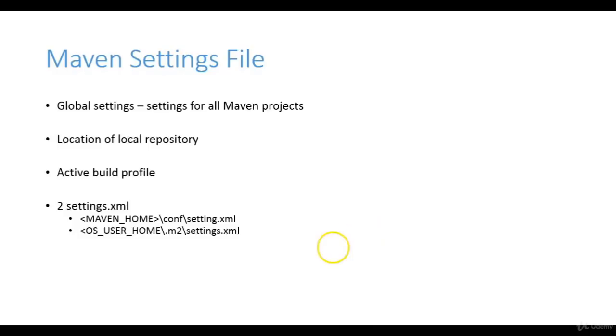Maven provides two settings.xml files, and they are available at two different locations. First one is located within Maven home folder or the root folder you have unzipped Maven archive file. At this path, maven home /conf/settings.xml. The second settings file is located within your operating system's user home directory /.m2/settings.xml file.